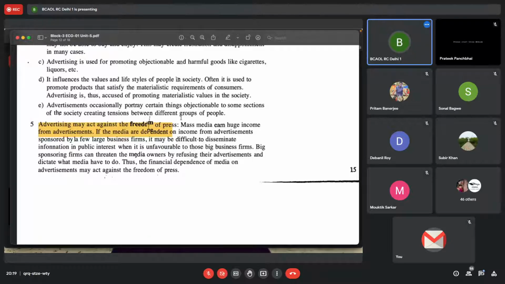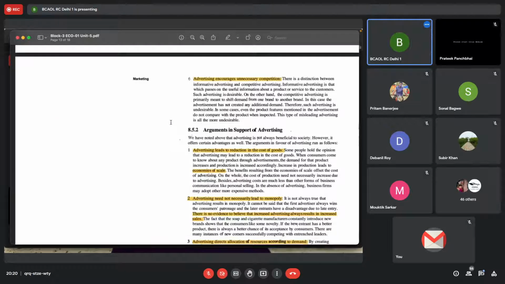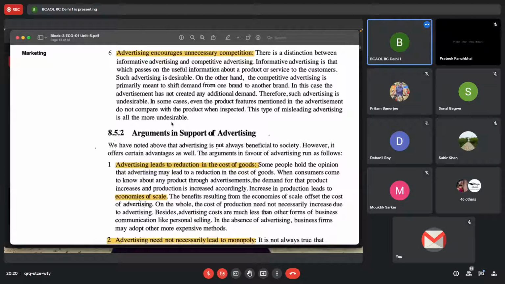Because these advertisers pay a lot of money to media houses. Now when you pay this money to media houses, they will write whatever you want them to write. So in a way, you buy them. And when you buy them, you take away their freedom. So freedom of press is taken away, and it encourages unnecessary competition.